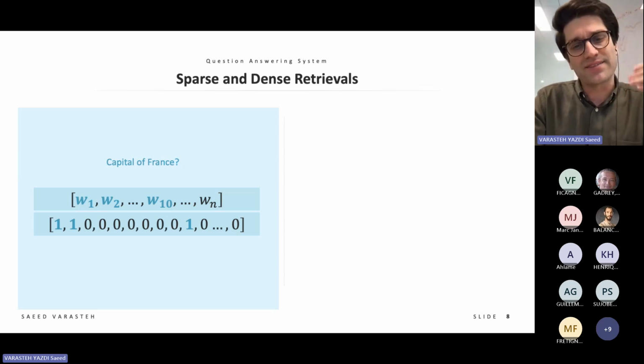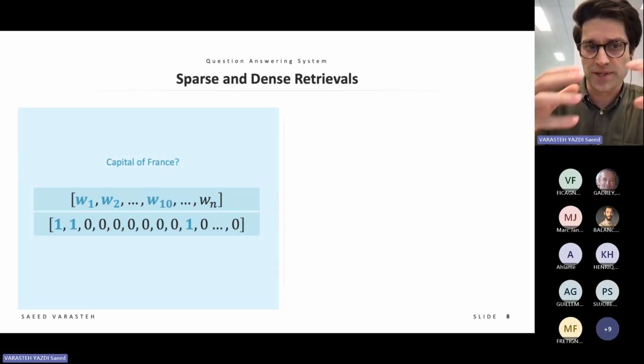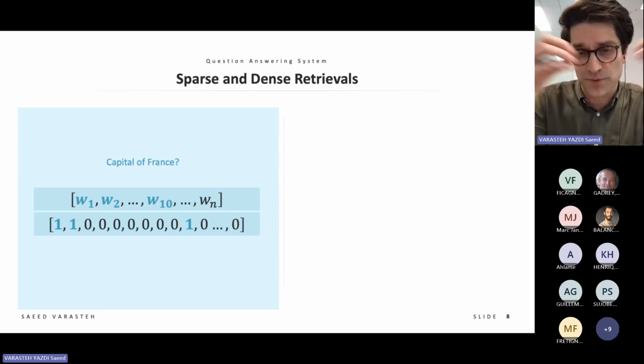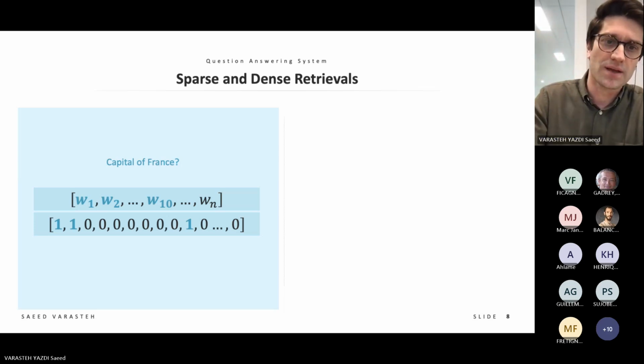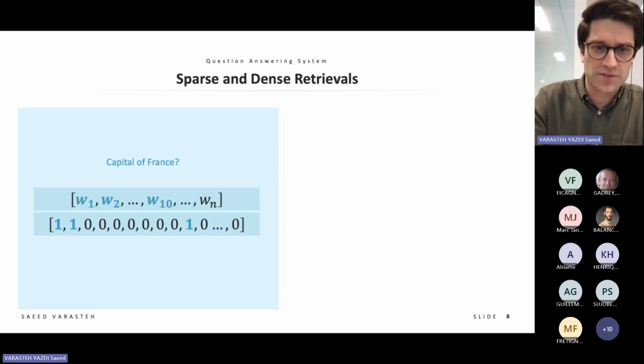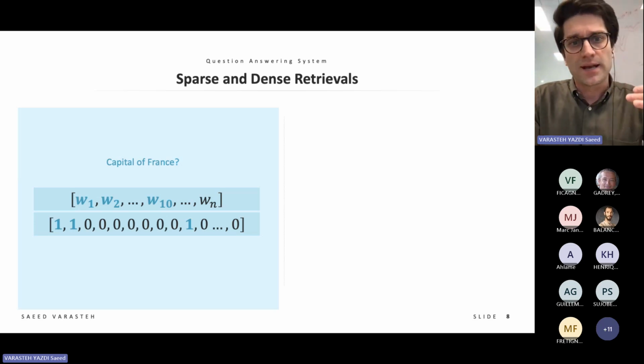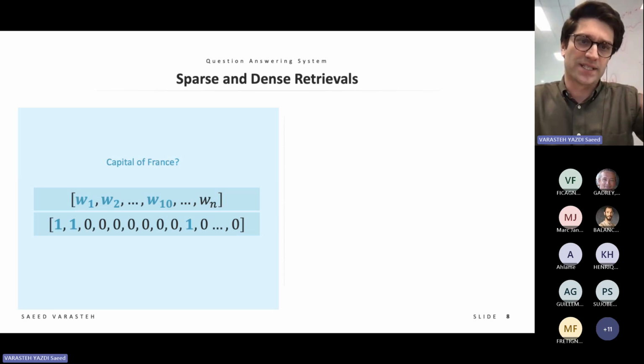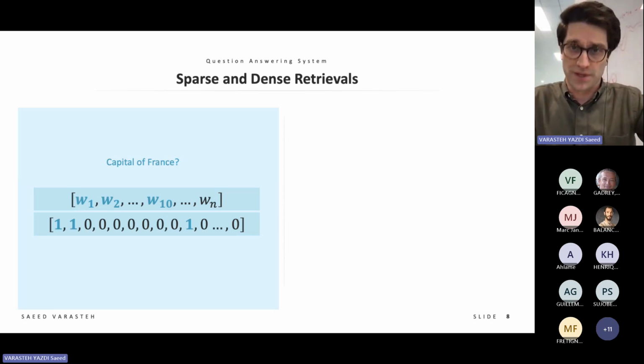So somehow now we have a new representation for this query, a numerical vector of only zeros and ones. And these kind of vectors are called sparse vectors because they have many zeros, and that's why all these techniques are called sparse retrieval techniques. Now, this can be seen as a new representation of your query. Now you have a numerical representation.